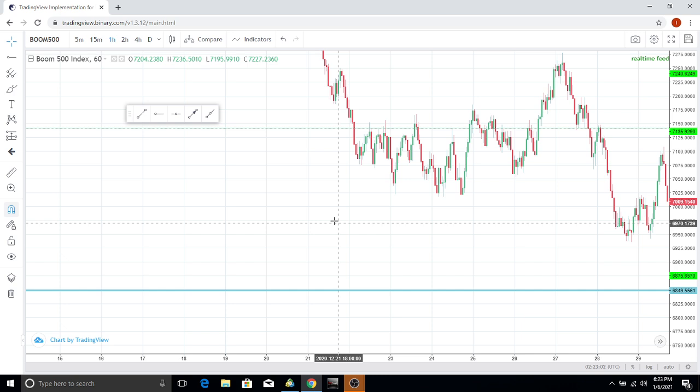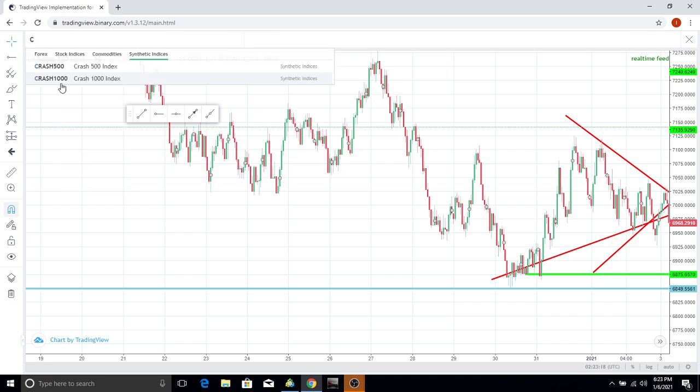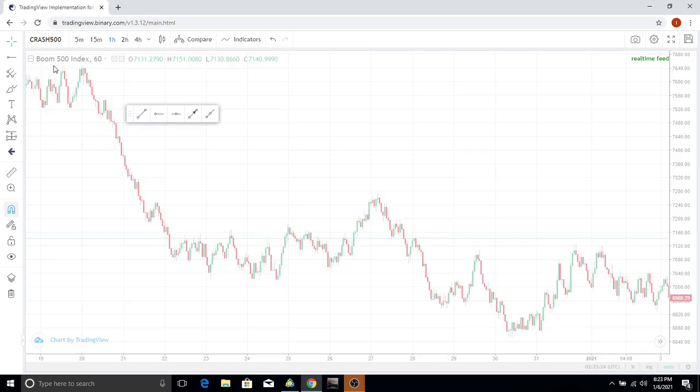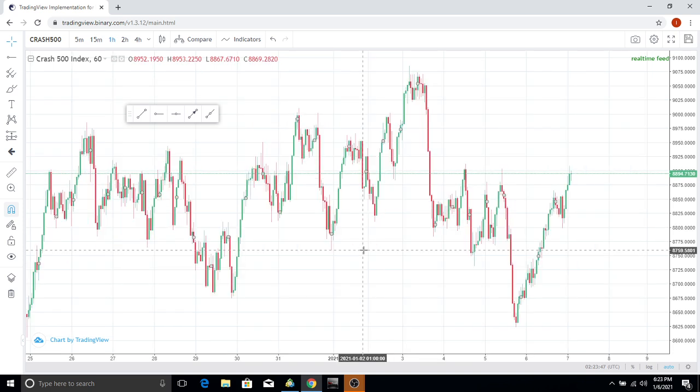Now let us check out the crash index before we call it a day. Crash 500. Remember this crash and boom. They are just crash 500, crash 1000. They are just the same thing, just that crash 500 moves two times faster than crash 1000. Any strategy that works on crash 500 will work even better on the 1000 index. This is the 1 hour time frame on the crash 500 index.